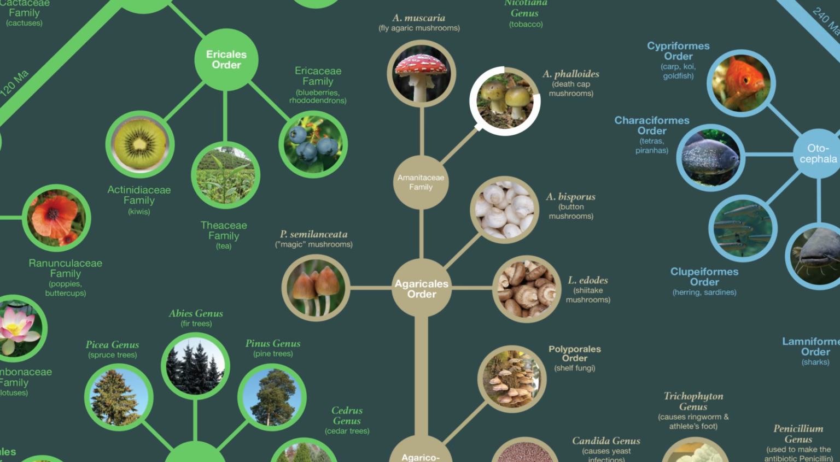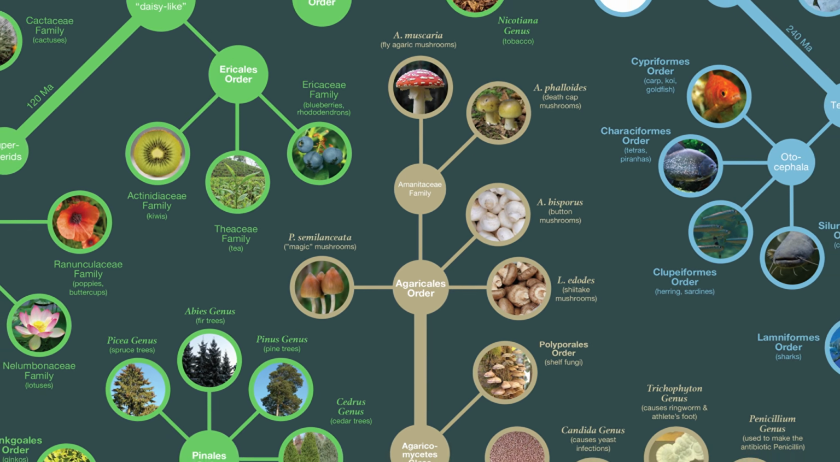But perhaps the most recognizable mushroom of all, made famous by the Super Mario game, is Amanita muscaria, known commonly as the fly agaric, because it can be used to kill flies.